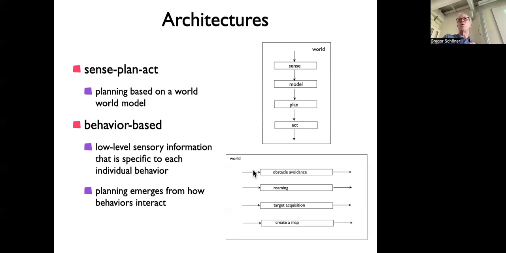So each behavior has its own loop from sensor information, whatever the algorithm is, to the control variable that is sent down to the motor system. You could have other behaviors, like maybe targets, that might require slightly different sensor information. Maybe target really requires detecting an object, or at least some feature of an object.